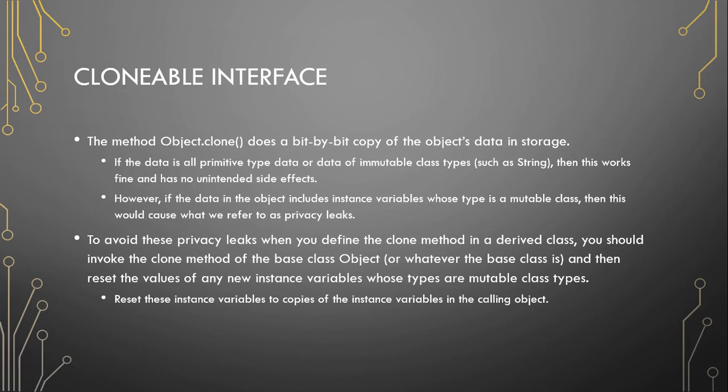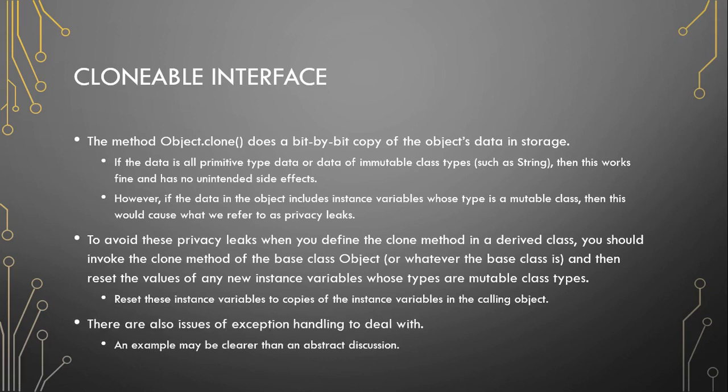So to avoid these privacy leaks, when you define the clone method in a derived class, you should invoke the clone method of the base class object, or whatever the base class is, and then reset the values of new instance variables whose type are mutable class types. So reset these instance variables to copies of the instance variables in the calling object. There are also issues of exception handling to deal with as well when we look at this. An example, of course, might be a little bit clearer than just us talking about this abstractly.